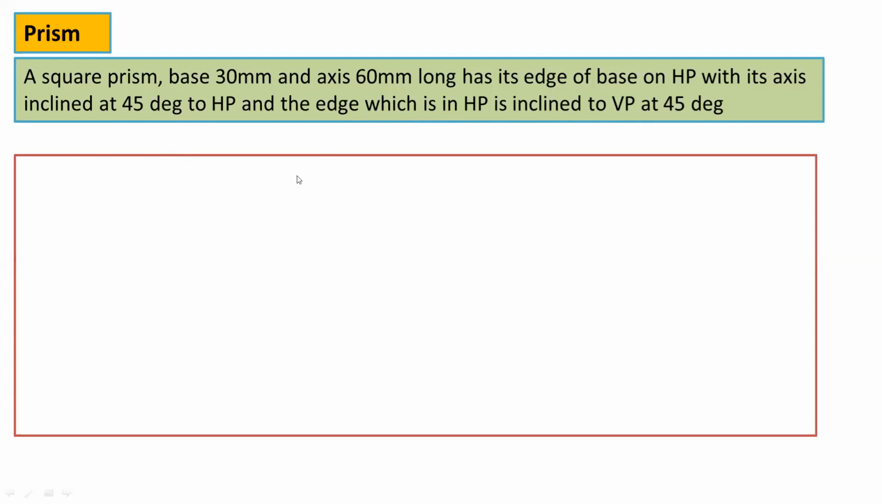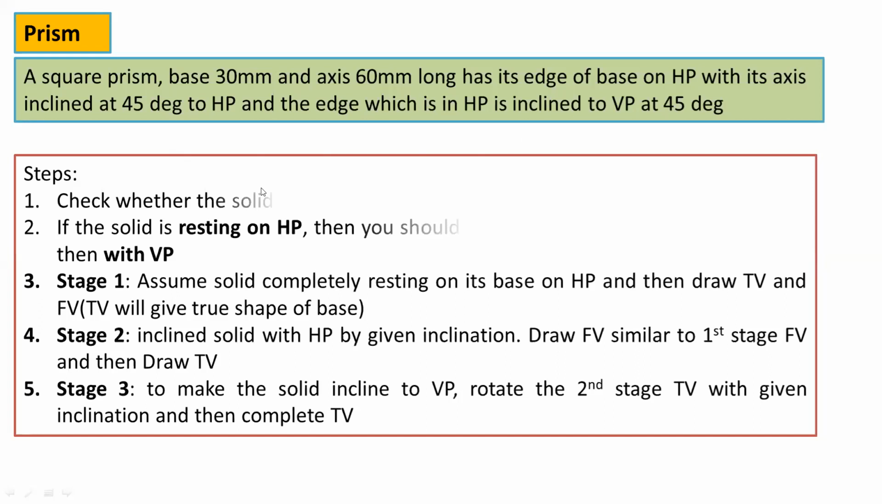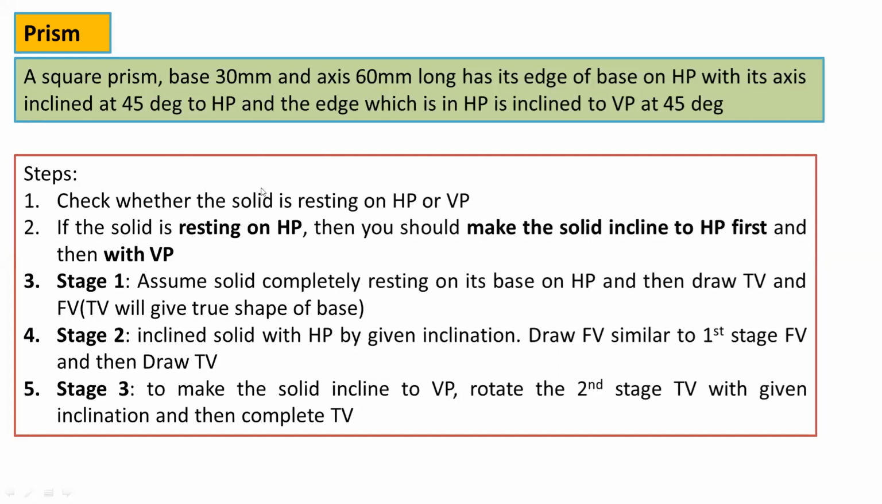So let us see what are the steps to solve such a problem, or draw the projection when the axis is inclined to both the planes. You can note down these steps. These steps are just for when the solid is resting on the HP. If the solid is resting on the vertical plane, then we have to follow the same steps. Your first step is we should check whether the solid is resting on the HP or VP. This condition will be given in the problem.